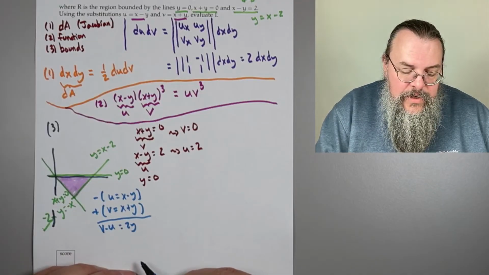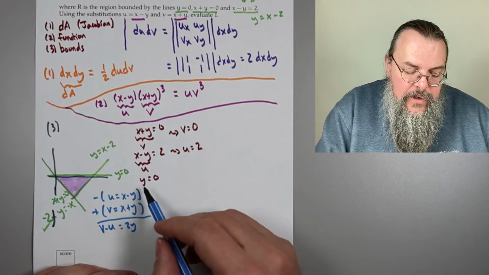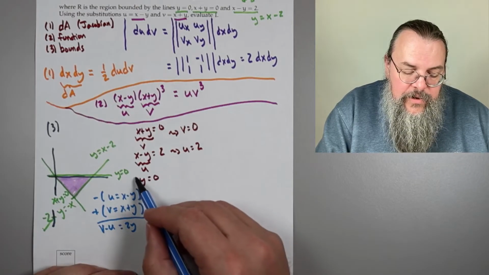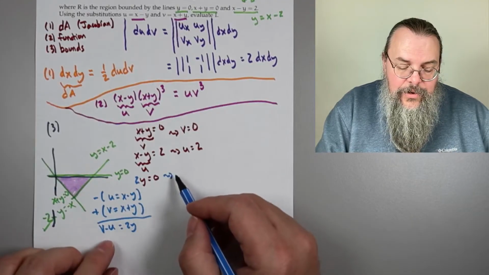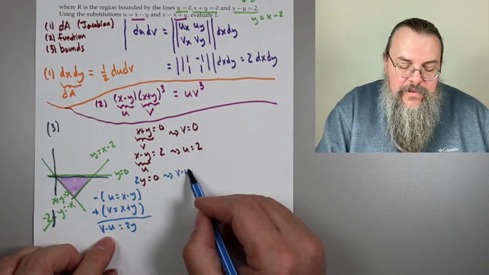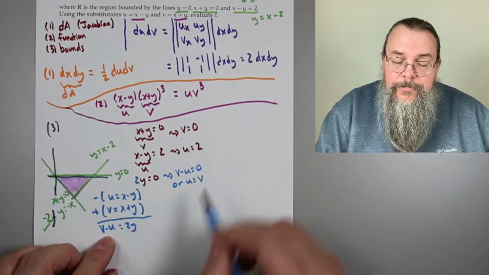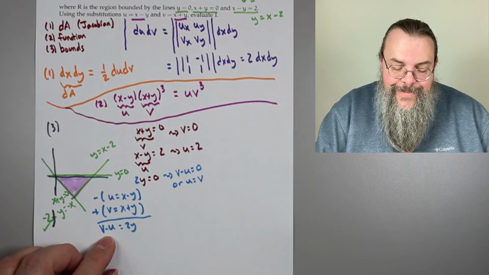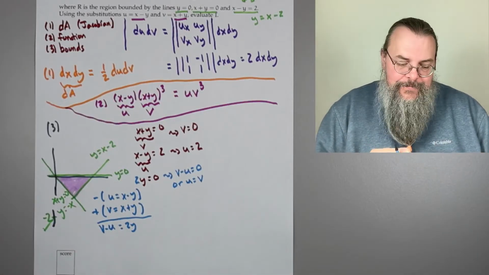And so, in particular, what does this say? Well, if y equals 0, it's also true that 2y equals 0. And then that tells us we need v minus u equals 0, or u equals v. Okay, so that's our other curve in the uv plane.